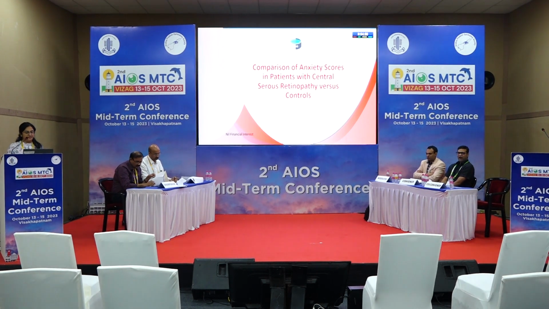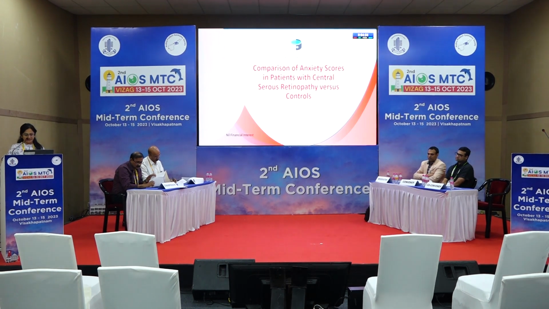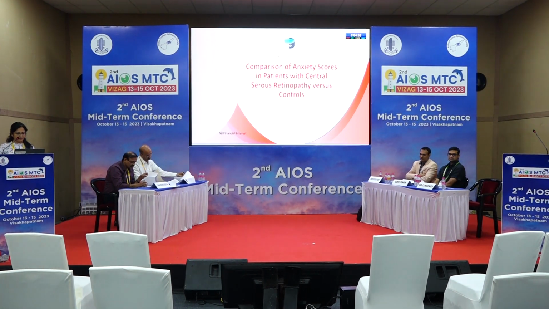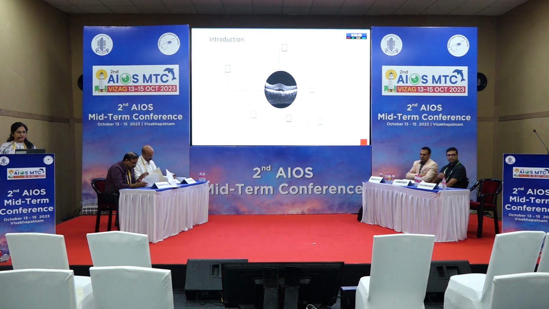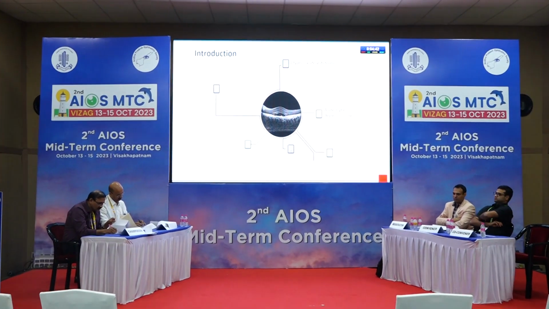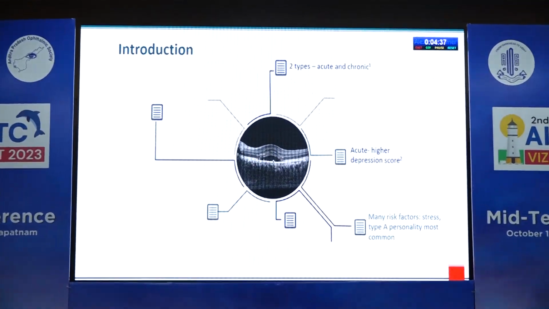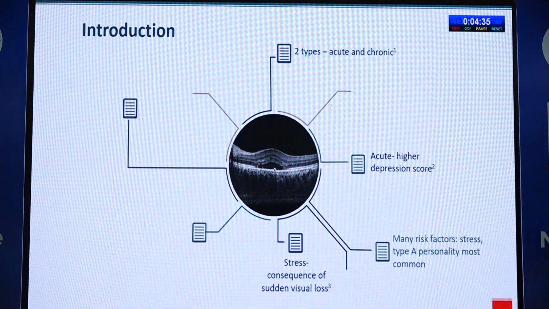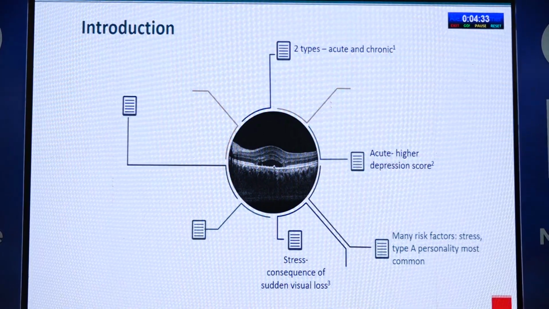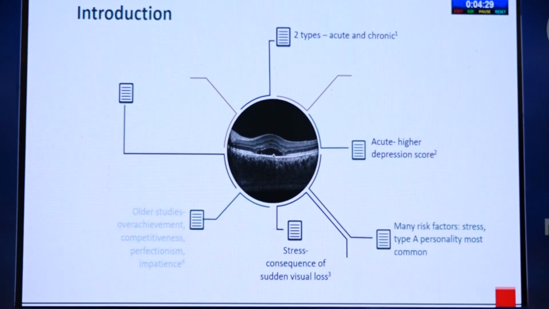The second part of my thesis study is a comparison of anxiety scores in patients with central serous retinopathy versus controls. Central serous retinopathy is of two types, acute and chronic, and the acute variant has more depression scores. Many risk factors are involved, but stress and type A personality are most common. Stress can also be a consequence of sudden visual loss, which leads to considerable psychological distress.